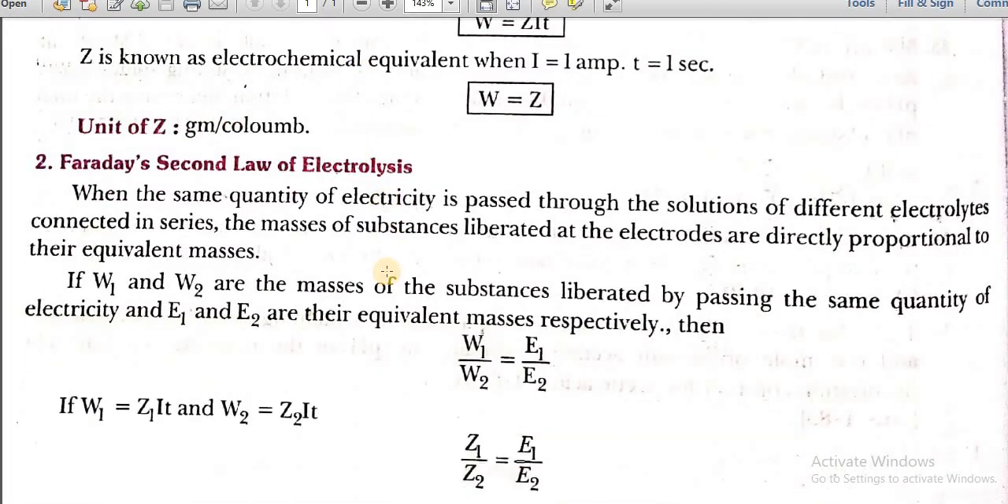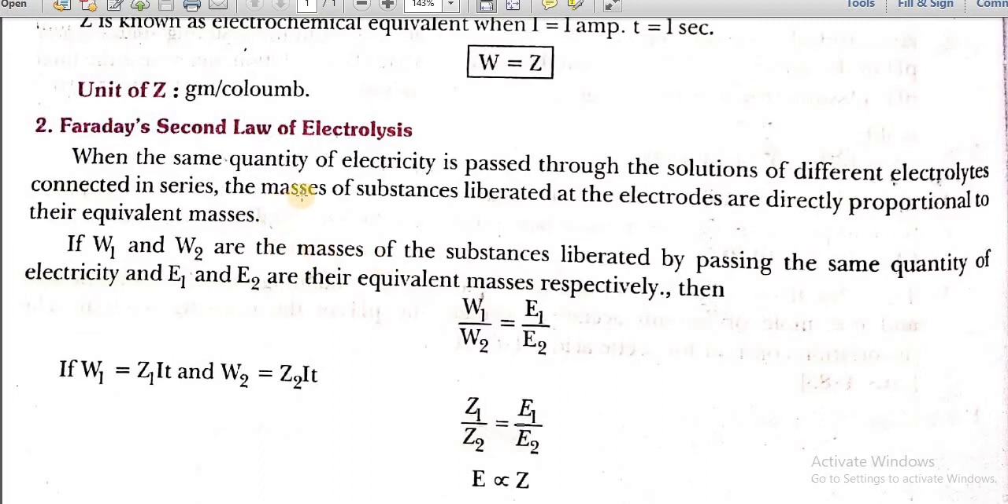Now let us see the second law of electrolysis. When the same quantity of electricity is passed through the solutions of different electrolytes connected in series, the masses of substances liberated at the electrodes are directly proportional to their equivalent masses. So this is the second statement. Once again we will try to understand this statement with the explanation.